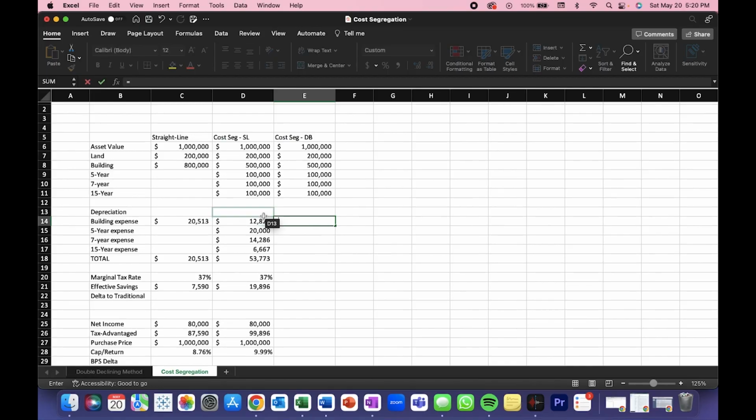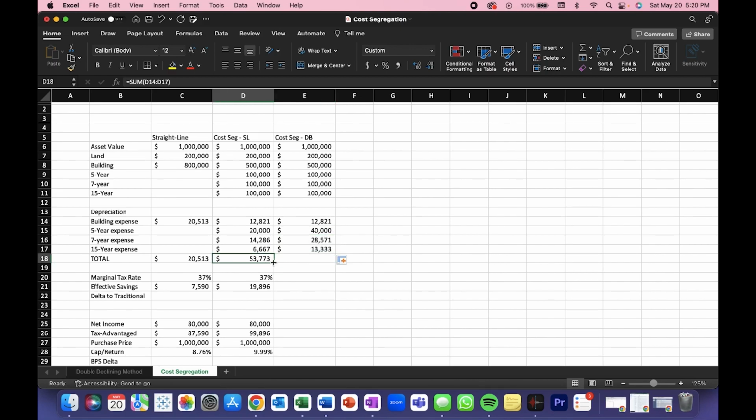Things get really interesting when we use the 200% declining balance method. So of course, we're still going to have the same building depreciation. We're not accelerating that. You can't use the 200% depreciation method on a building. However, like we talked about earlier, we are now going to take double what we would have taken using straight line, which is going to give us effectively $94,725 in depreciation expense in year 1.